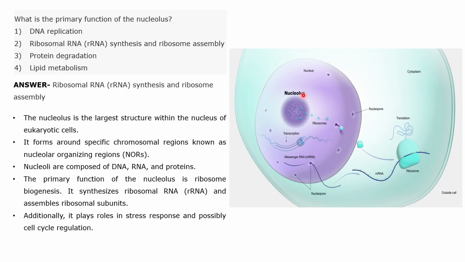So basically you can see that inside the nucleus, the nucleolus exists, and it is the largest structure found within the nucleus. Other compartments are also there, but the nucleolus is the largest component present there, and it forms around the specific chromosomal region known as the nucleolar organizing region. So nucleoli are composed of DNA, RNA, and proteins, and the primary function is, as we have discussed before, synthesis of ribosomal RNA and additionally assembly of ribosomal subunits.